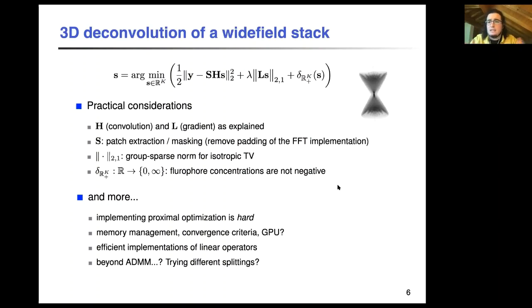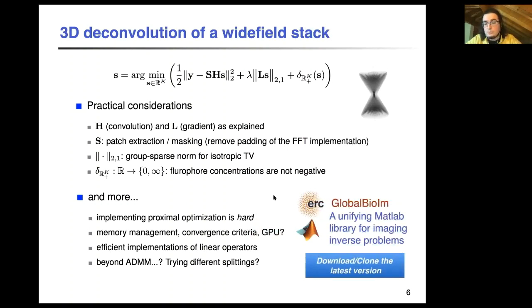And then beforehand, you don't really know which optimization algorithm is going to work better. So we've talked about the ADMM because it's very interpretable and very convenient. But what if you want to try further? What if you want to try different splittings within ADMM so that they allow you different computational advantages or memory compromises? So this is the practical life of those working in this field, as you may well know. So what the group developed is GlobalBioIm, a unifying MATLAB library for imaging inverse problems. Please click the button to download.